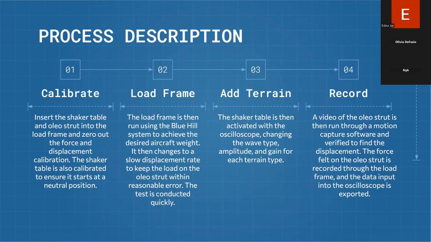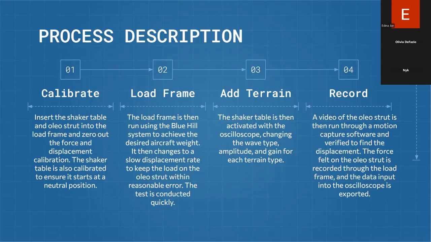The load frame was then run using the Blue Hill system to achieve the desired aircraft weight. So we entered in the desired 20 and 35 newtons respectively, and we changed the weight of the aircraft, that desired value, by changing the displacement rate of the load frame.